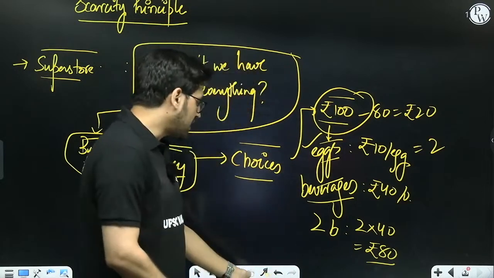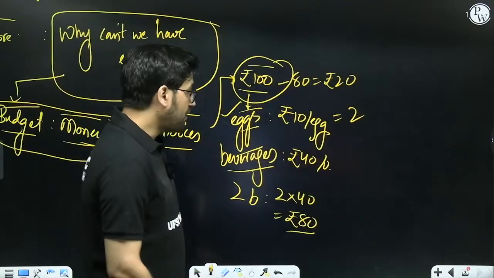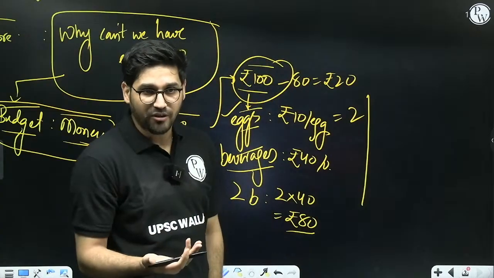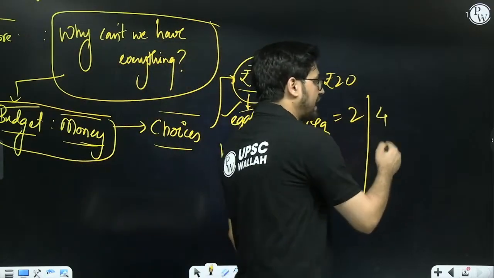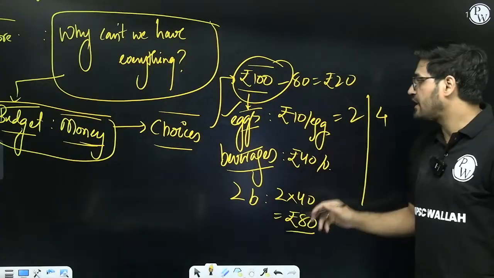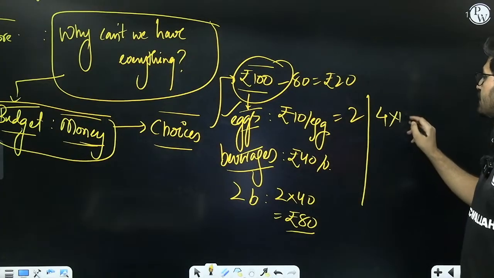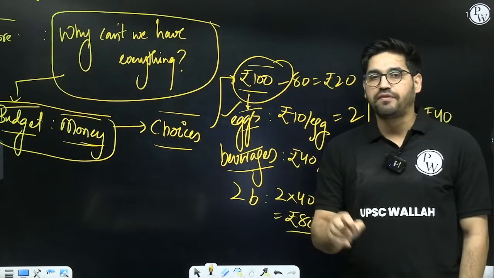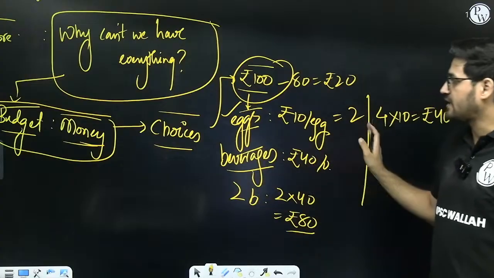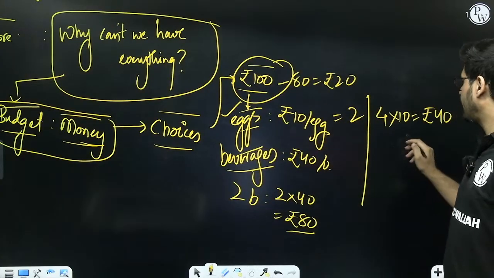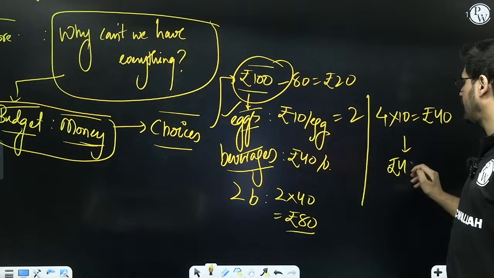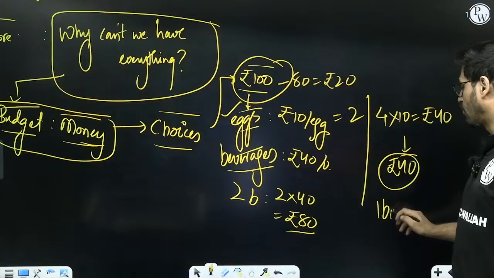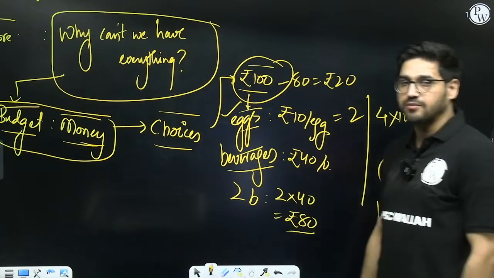Now in the same scenario, if I want to buy not 2, if I want to buy double the number of eggs, that means I want to buy 4 eggs. 4 eggs will cost me, at 10 rupees per egg, rupees 40. And if I spend rupees 40 on eggs, this means that I will be left with only rupees 40 to spare, and from this rupees 40 I can buy only one bottle of beverage.